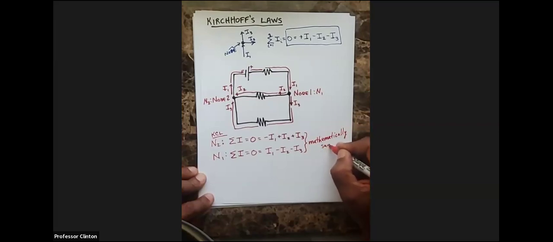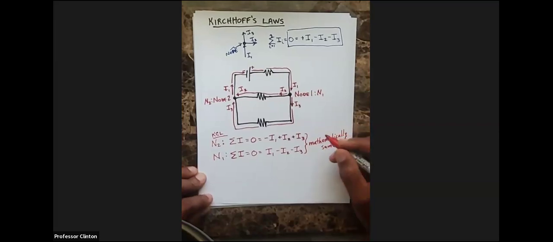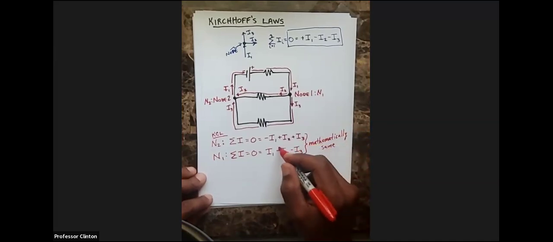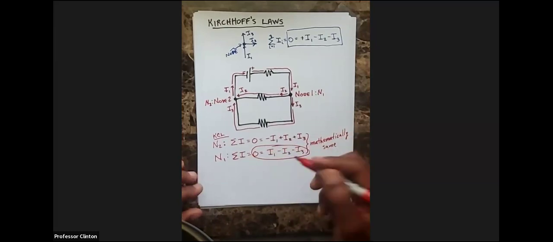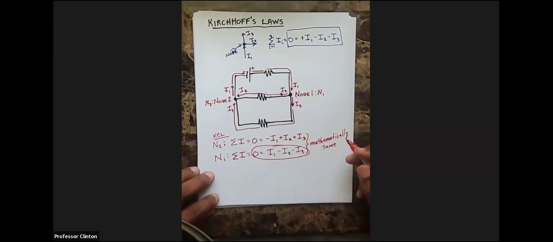They just differ by a minus sign. So we're just going to choose one. We'll just choose this equation here just because the lead number is positive, and it makes it a lot easier for me. Okay.